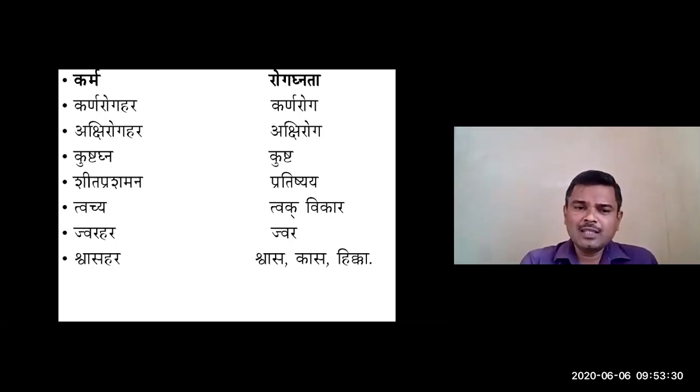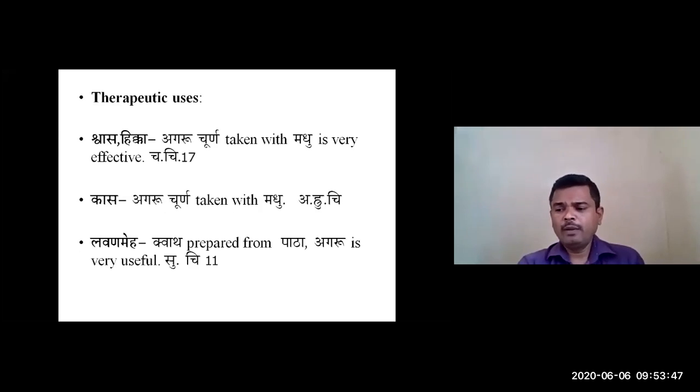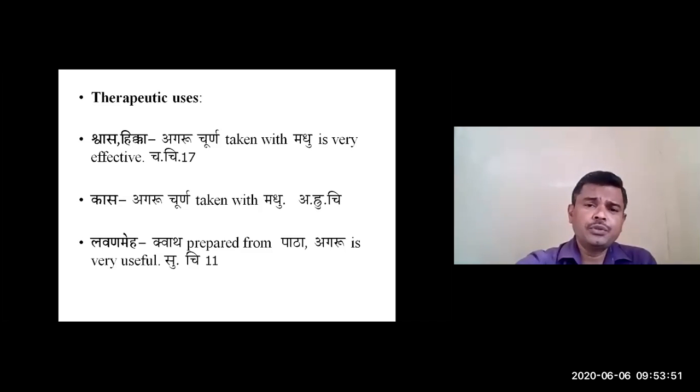Okay, and swasahara: as it is volatile in nature, it dilates the bronchus and helps in easy breathing. So swasahara kasahara karma, indicating in case of swasa, kasa and hikka. So this is about the karma and rogaghnata. Next we'll move to the amayika prayoga, that is the therapeutic uses.